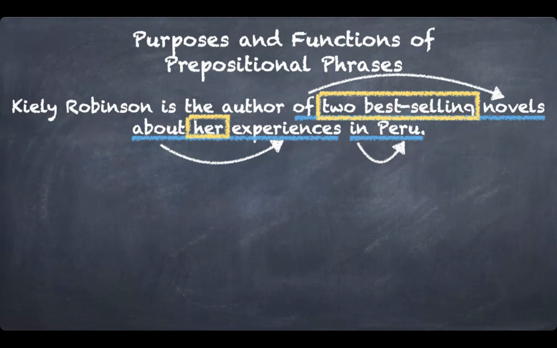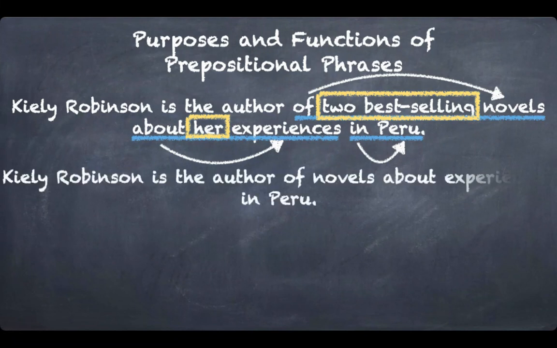By that I mean they modify or give more detail about the object. They are adjectives that modify the nouns that follow them. What novels? 2 best-selling novels. Whose experiences? Her experiences. We can show this by removing the adjectives and seeing that the sentence is still grammatically sound. Kylie Robinson is the author of novels about her experiences.